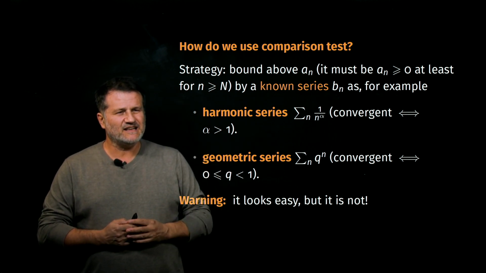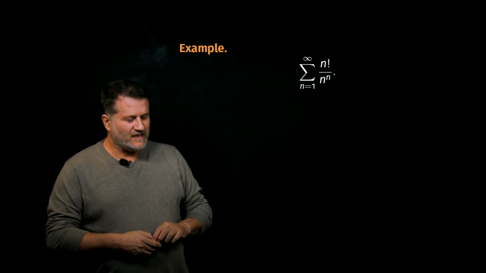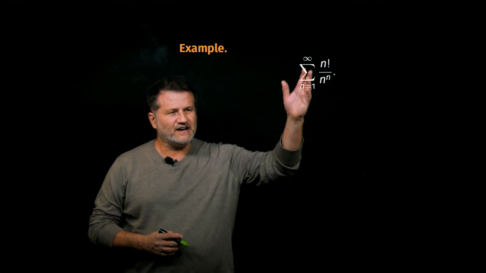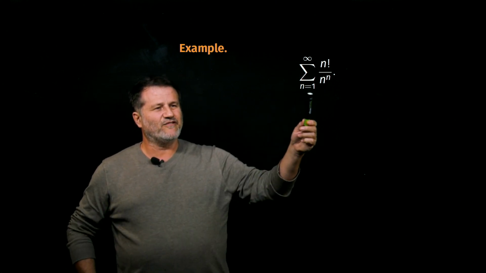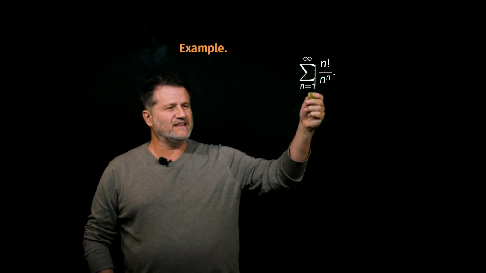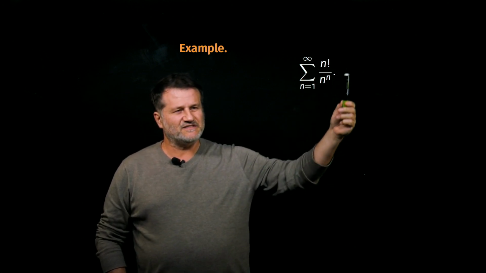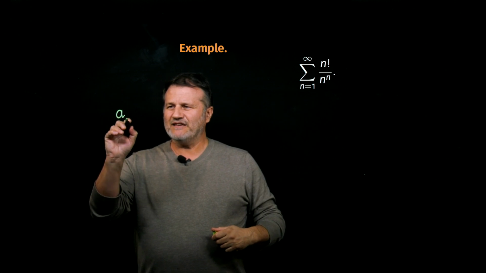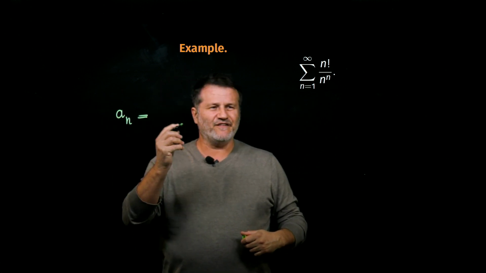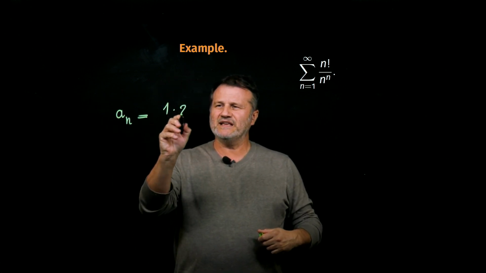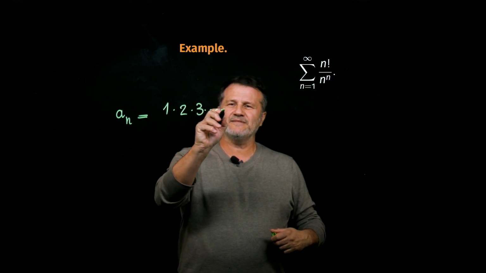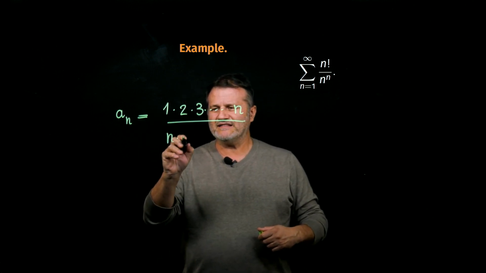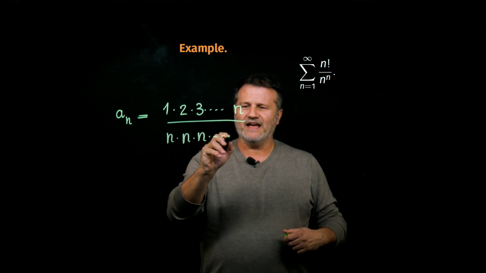So let's see some examples of how it works. Here we have this series, the sum of n factorial divided by n to the n, for n going from 1 to plus infinity. Clearly we have a positive term series. So we may notice also that if we write a_n, n factorial is the product of all integers between 1 and n, divided by n to the n, which is the product of n times itself n times.